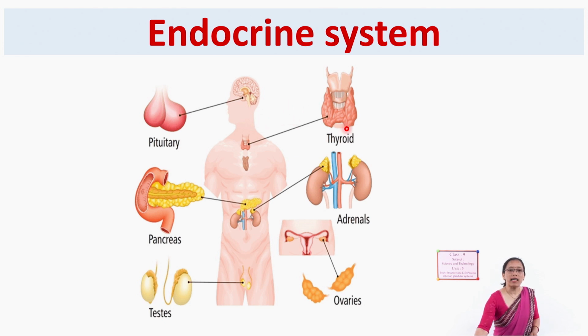And another gland, see this gland, its shape is just like a butterfly. This is present at the neck region, just inside this. Have you seen some persons whose neck is somewhat swollen and some extra growth is seen on the neck side? Why do these things happen?